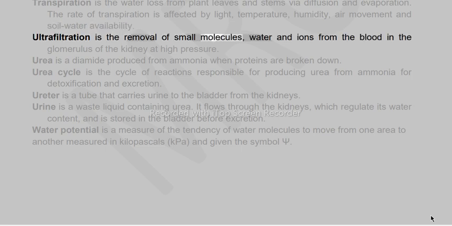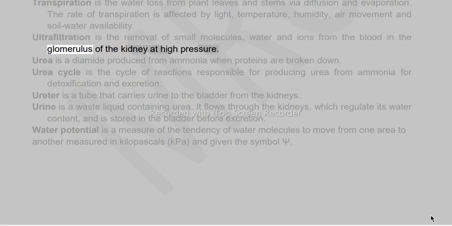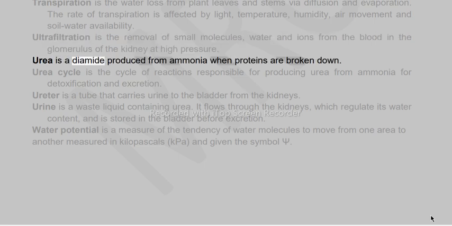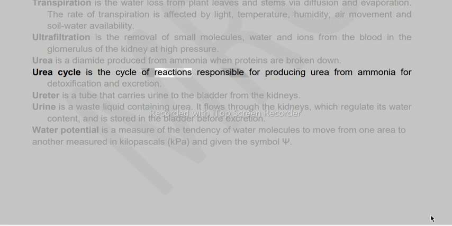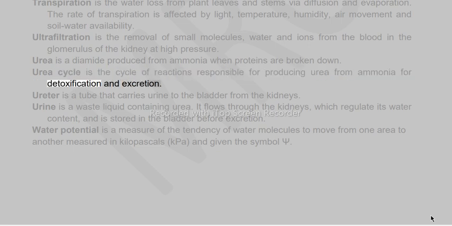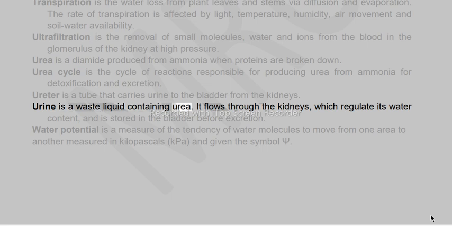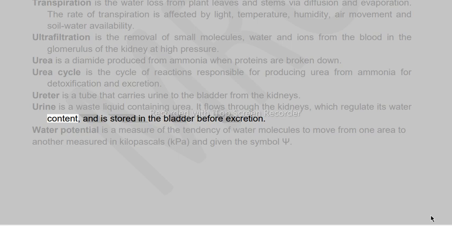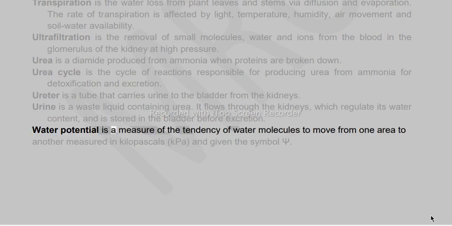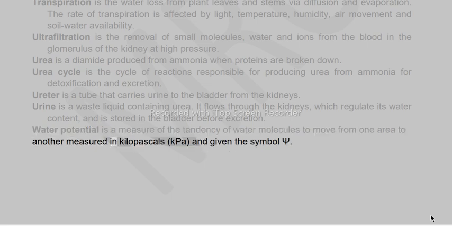Ultrafiltration is the removal of small molecules, water, and ions from the blood in the glomerulus of the kidney at high pressure. Urea is a diamide produced from ammonia when proteins are broken down. Urea cycle is the cycle of reactions responsible for producing urea from ammonia for detoxification and excretion. Ureter is a tube that carries urine to the bladder from the kidneys. Urine is a waste liquid containing urea. It flows through the kidneys, which regulate its water content, and is stored in the bladder before excretion. Water potential is a measure of the tendency of water molecules to move from one area to another, measured in kilopascals, kPa, and given the symbol psi.